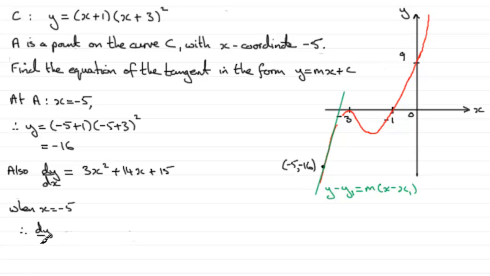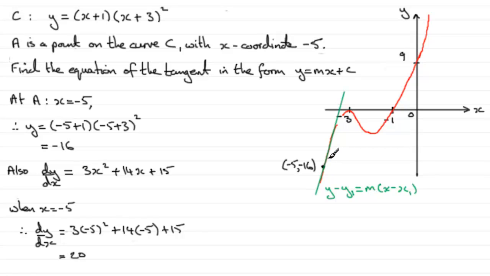So dy by dx is going to equal 3 multiplied by -5 all squared, and then 14 times -5 and then plus the 15. Now if you work this out, you're going to end up with 20. I'll leave it to you to check that out. So that comes to 20, a very steep positive gradient, and again having this sketch here helps to check that we are standing a good chance of being correct because it's a positive gradient. Obviously if this came out negative, something would be wrong.